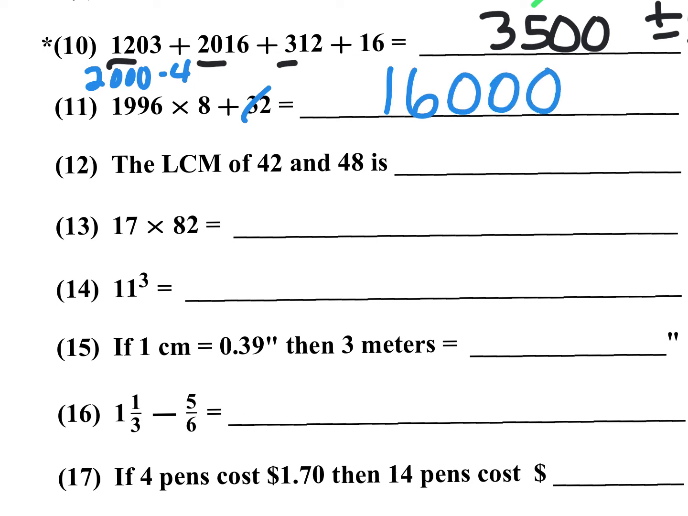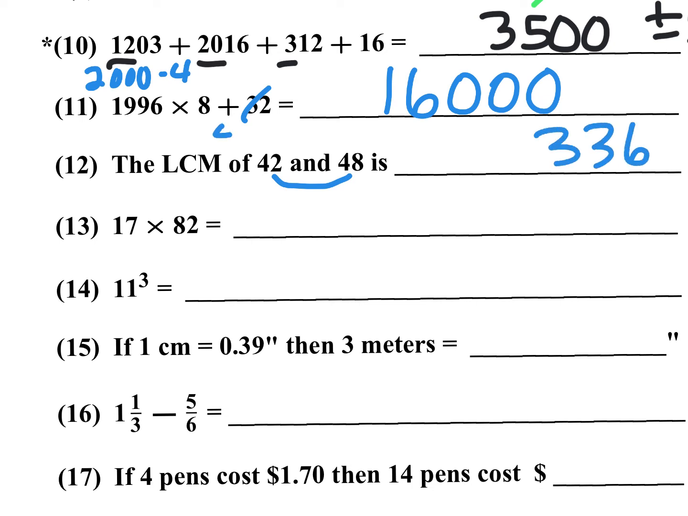LCM for 42 and 48. Least common multiple. Well, if I take the difference here, the difference is 6. And 6 goes into each one. So that means 6 is your greatest common factor. So all I have to do is take 48 divided by 6 and multiply times 42. 48 divided by 6 is 8. And 8 times 42 is 336.